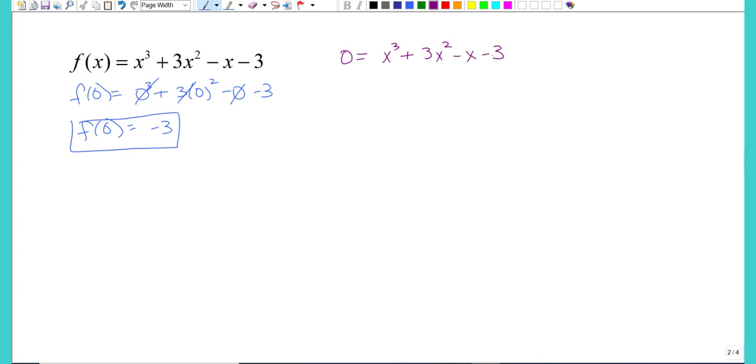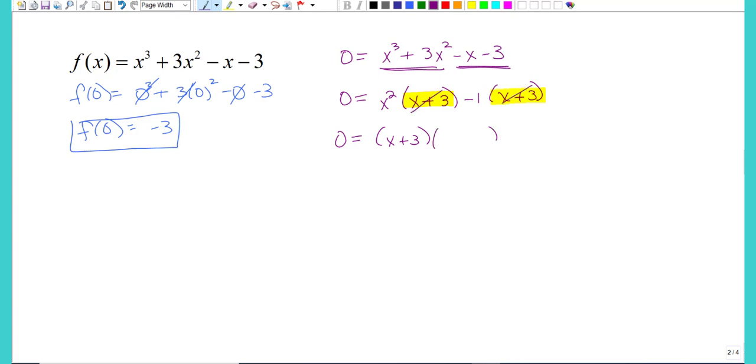This is not in factored form, so we need to factor it. Since I have 4 terms, I'm going to use the grouping process. So I group those two and take out the greatest common factor of x squared. And these two have a negative 1 in common. Again, on grouping, those have to match exactly. If they don't, that means you need to go back to the beginning and regroup. But since they do, that is now the common factor. So if I factor that out, I'm left with x squared minus 1.